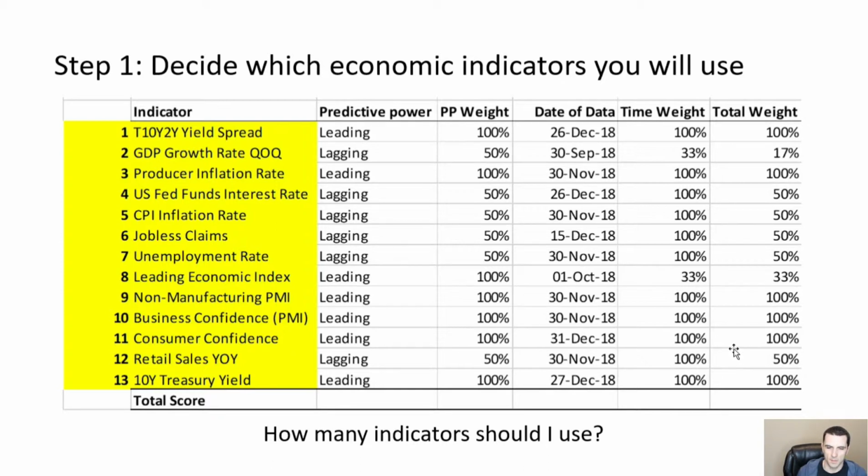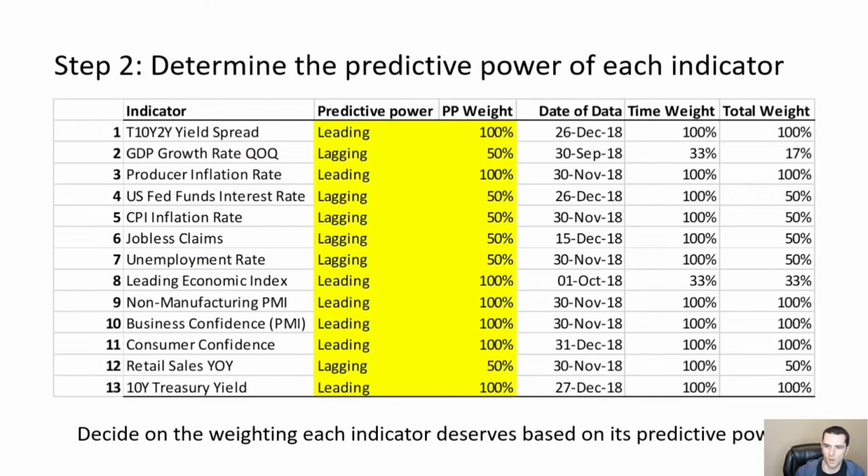So anyway, once you've decided the number of indicators and which ones you want to use, next is determining the predictive power of each indicator. As I've covered in previous videos, for each indicator I have here, I've decided whether it leads or lags the economy, and then I've also given it a weighting, of my own choosing, of course.